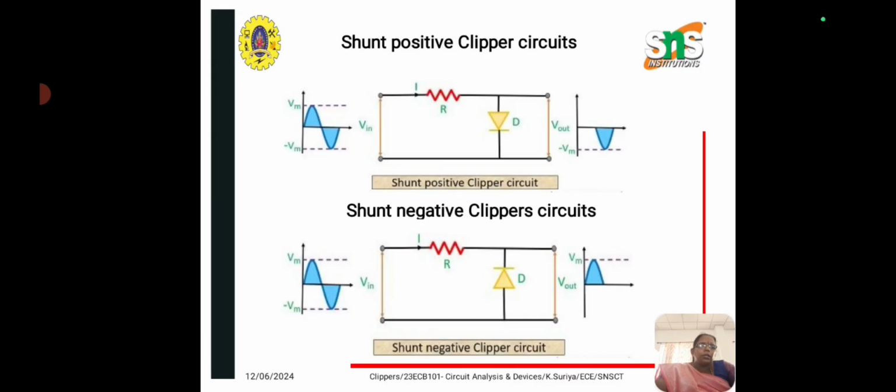Next one is the shunt positive clipper. Here the diode is connected in parallel with the load, hence its working principle is exactly opposite to that of the series clippers. In the shunt positive clipper, the output signal is observed only when the diode is reverse biased.